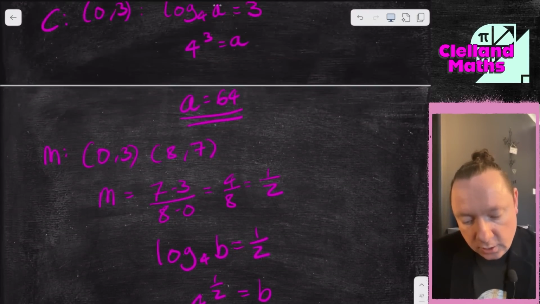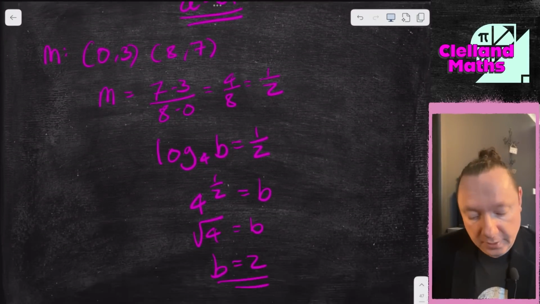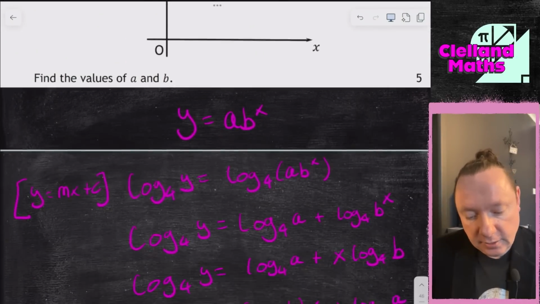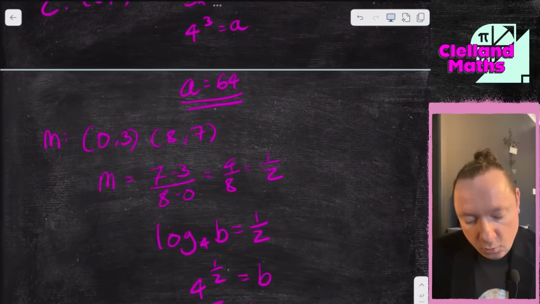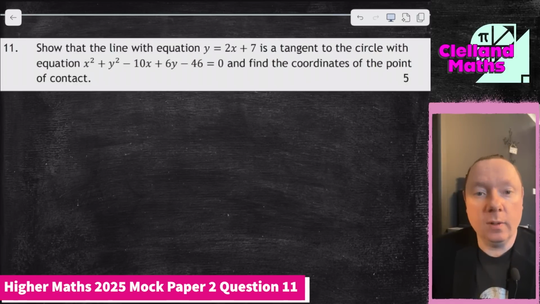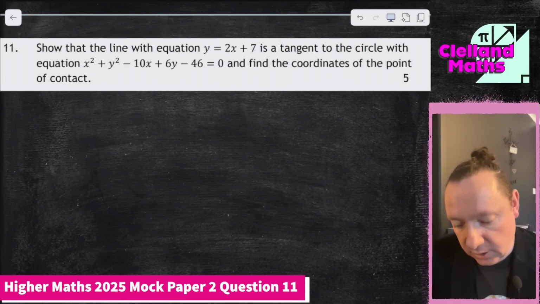So we've answered the question. A is 64 and b is 2, or to put it another way, in terms of y equals ab to the x, it would look like 64 times 2 to the power of x. And we're done there. Higher Maths 2025 Mock Paper 2, question 11.